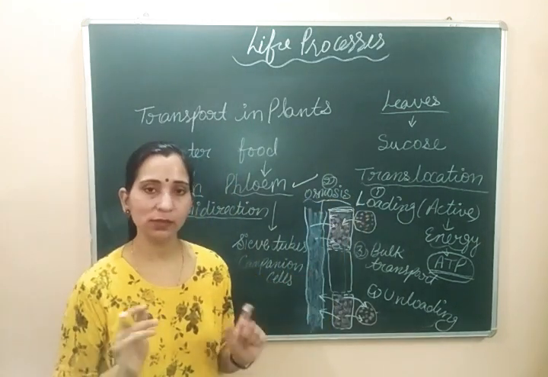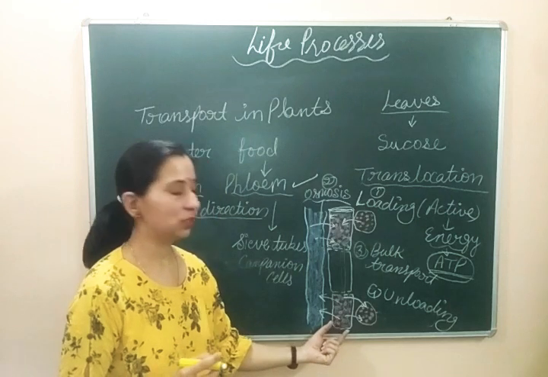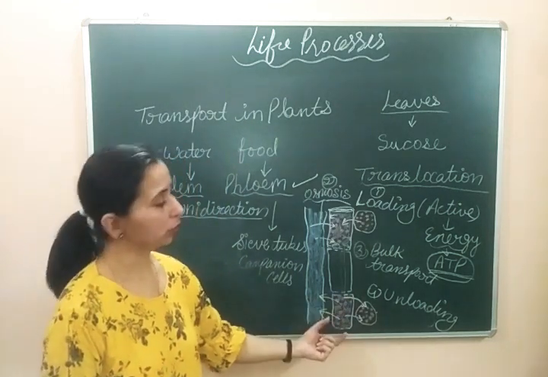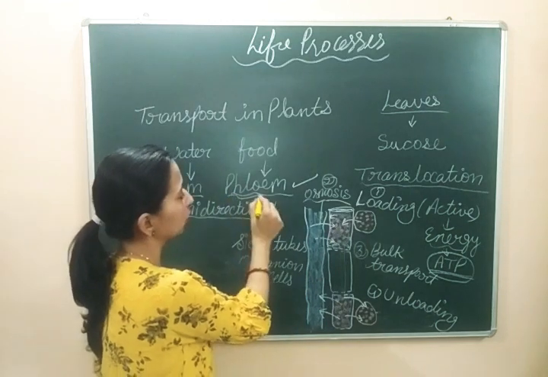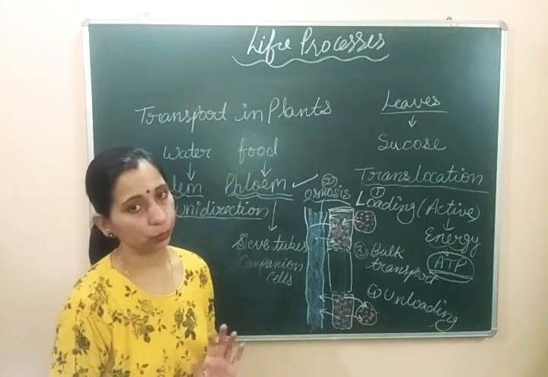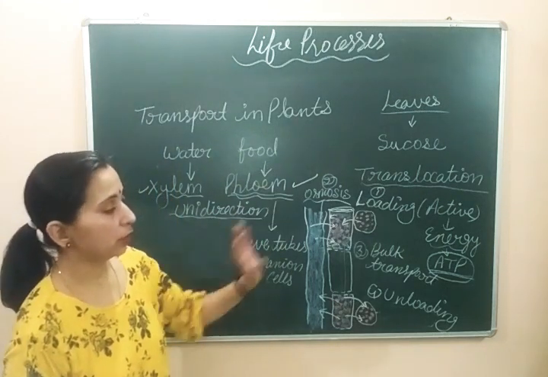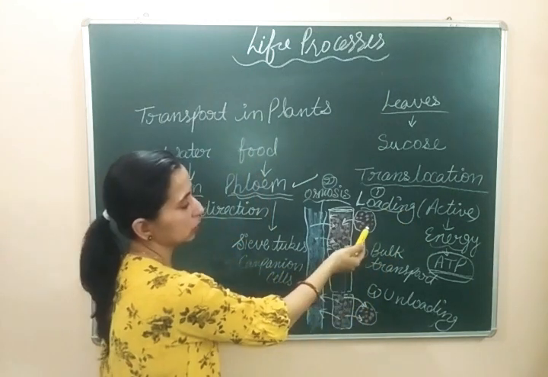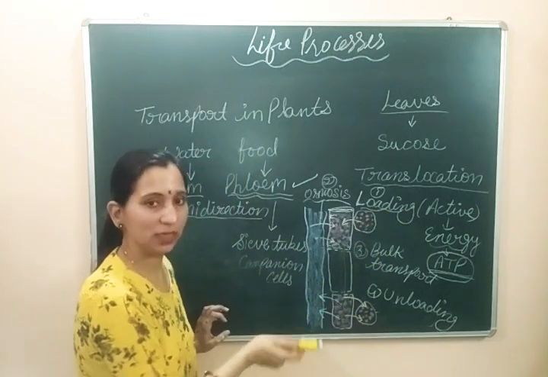And in this way, we can say that transportation is done in the case of food, in the case of plants, and this transportation is through the phloem, and this transportation requires energy. That's why we call it active transportation. Here we have seen some important steps. First is the loading, in which the sugar substance is transported into the sieve tubes.